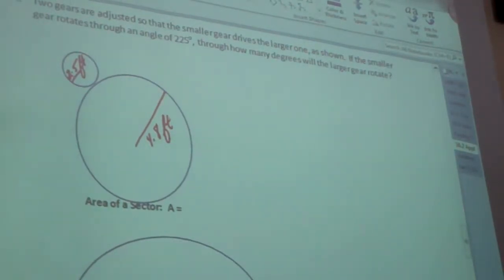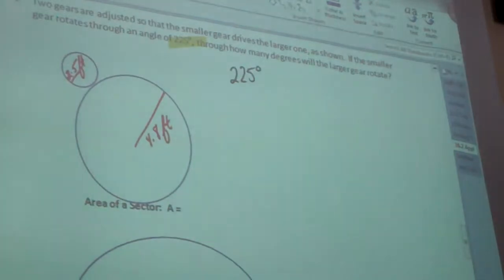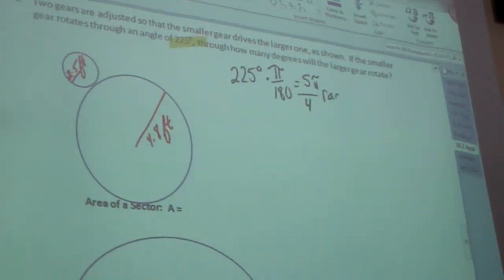So we want to change 225 to radians, because that's what we're working with. 225 degrees times pi over 180 gives us 3.9. Okay, so it's 5 fourths pi though, right? Yep. So it's 5 fourths pi radians.